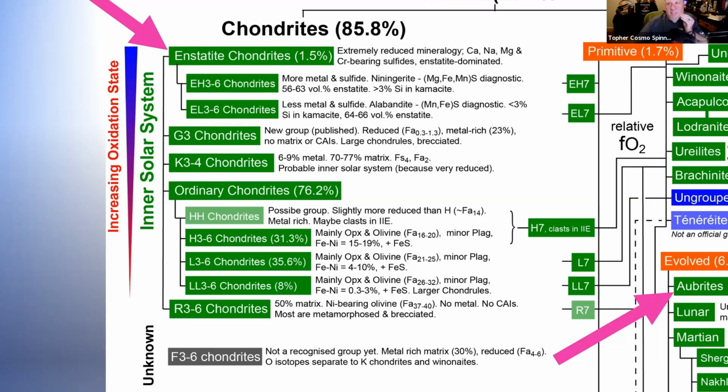Mike, you keep mentioning that a lot of this is due to the lack of oxygen. Would it be safe to assume that the enstatites are a little bit more firm, a little more solid and dense?